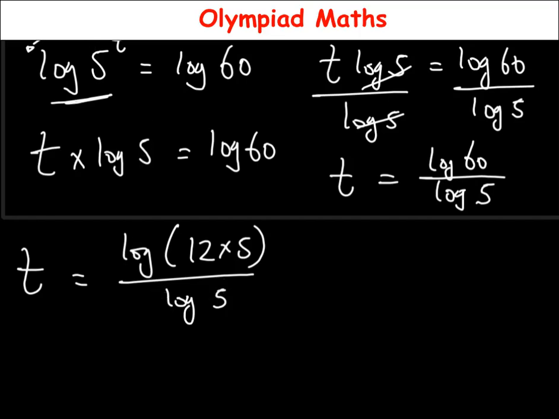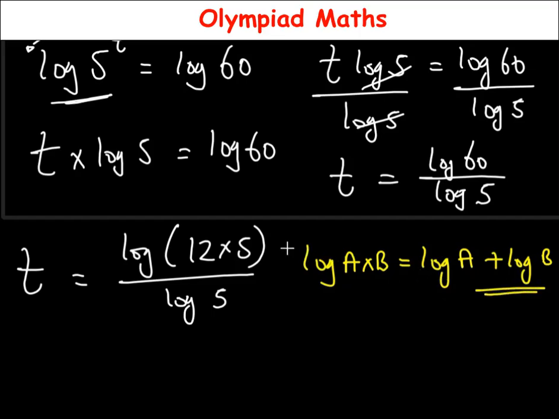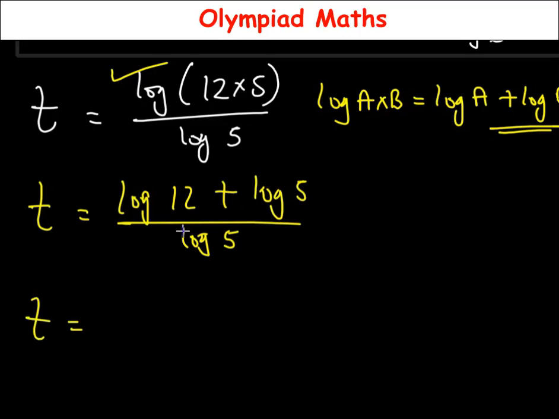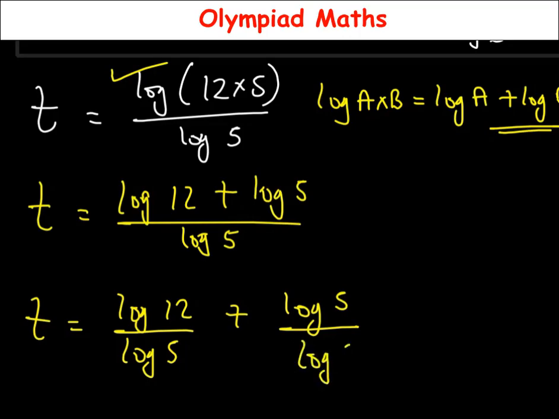And from here, applying the rule of logarithm, that if you have logarithm of a times b, this equals logarithm of a plus log b. So applying this to the numerator right here, the value of t is then equal to log 12, then plus log 5 all over log 5. And with this, let us then split the denominator. This becomes log 12 over log 5, then plus log 5 over log 5.